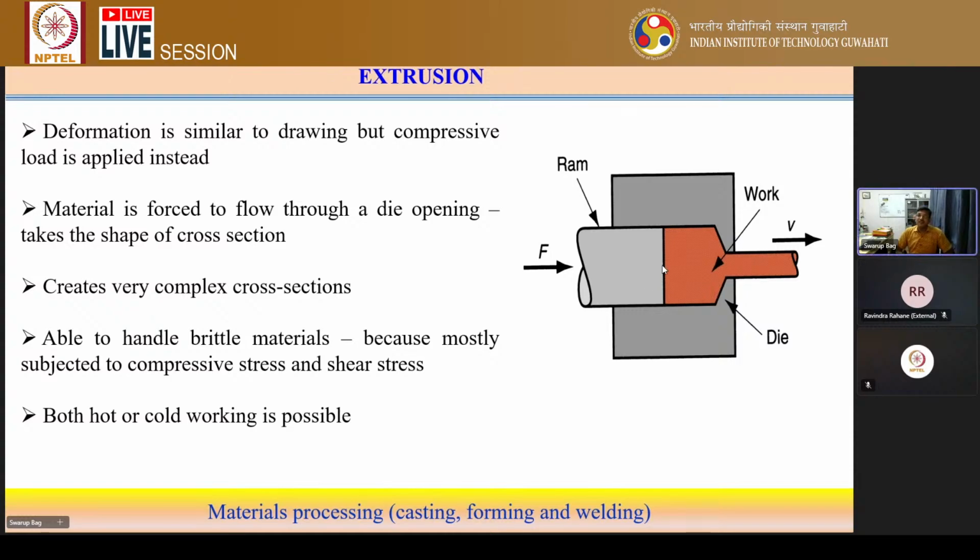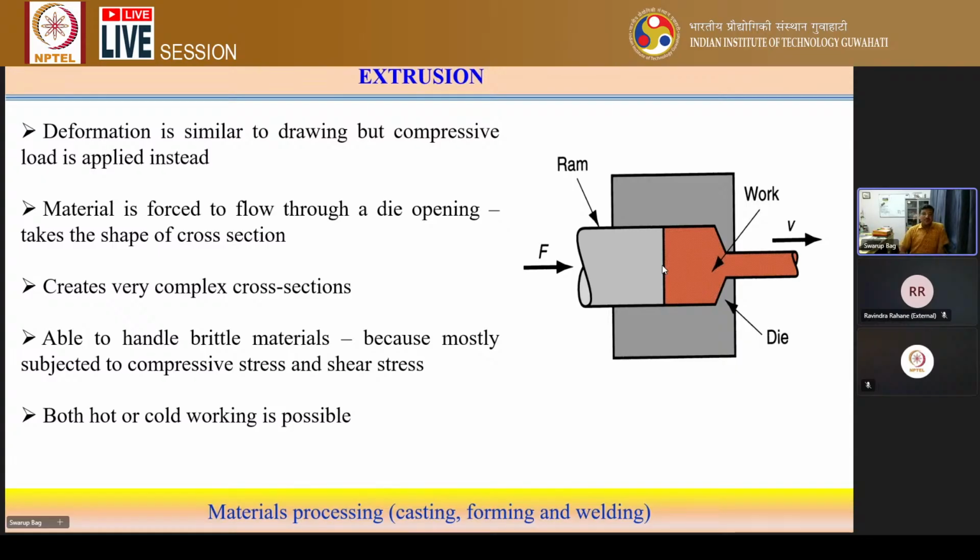Similarly, extrusion is also a solid deformation process. In this case, we push the workpiece material using the ram, applying compressive force, and it makes the material flow out through the die opening in the front with a certain velocity. This type of solid deformation process is known as the extrusion process.